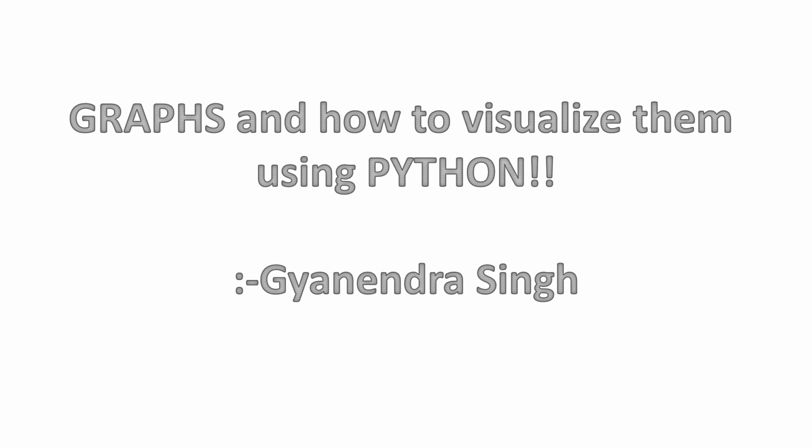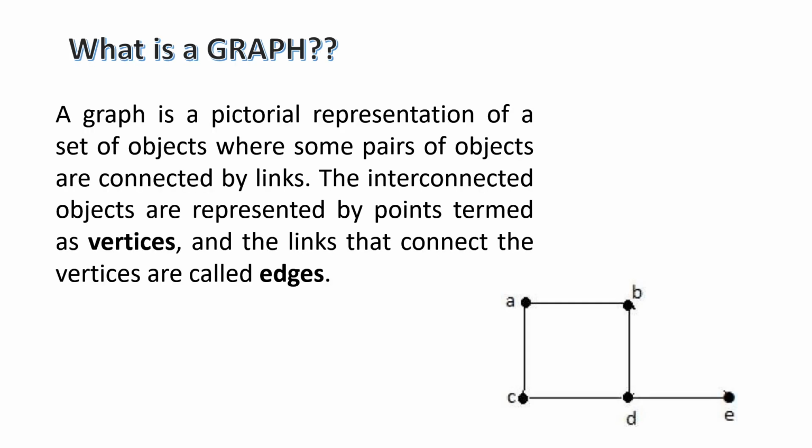Now, since this video is about graphs, here is a brief introduction of what a graph is. As we can see in the slide, a graph is a pictorial representation of a set of objects where some pairs of objects are connected by links. The interconnected objects are represented by points termed as vertices, and the links that connect the vertices are called edges. In the image you can see, for example, A, B, C, D. All these are called vertices, or another term used for them is nodes, and the line which connects them is called an edge.